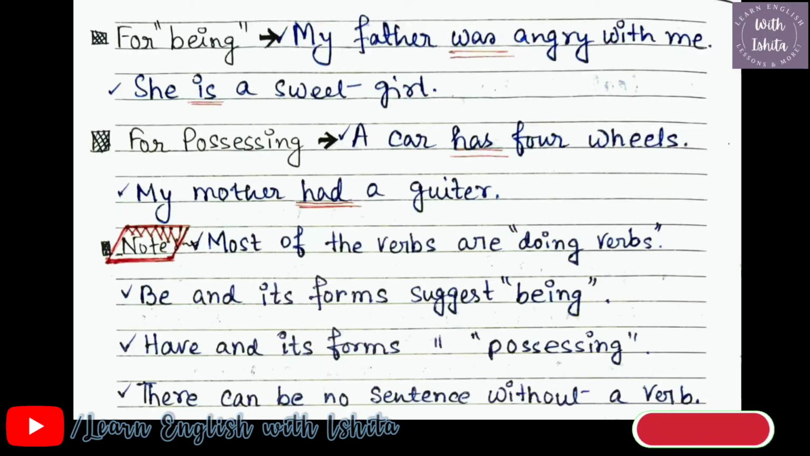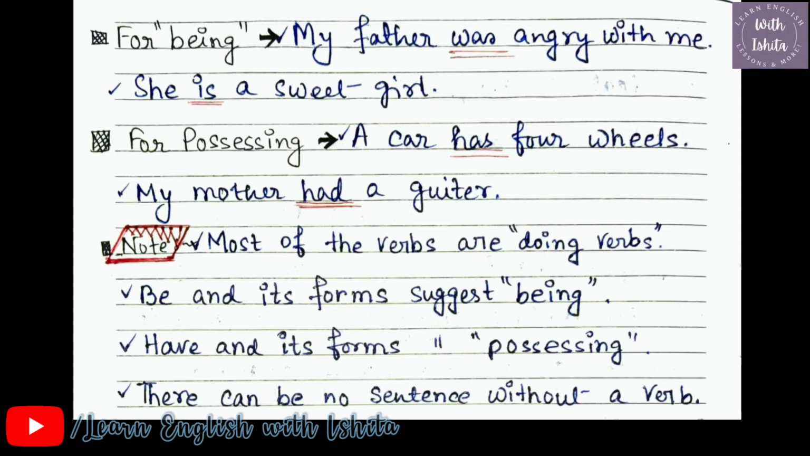Now, let's see the examples for being verbs. My father was angry with me. She is a sweet girl. In these sentences, was and is are examples of being verbs. And for possessing, a car has 4 wheels. My mother had a guitar. In these sentences, we can see possession. Has and had are examples of possessing verbs.